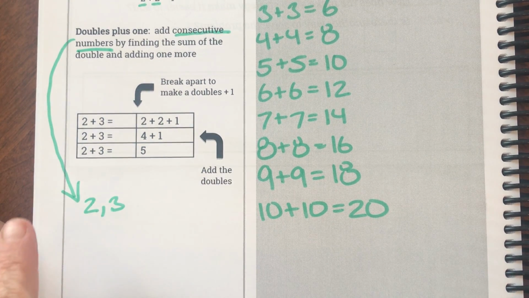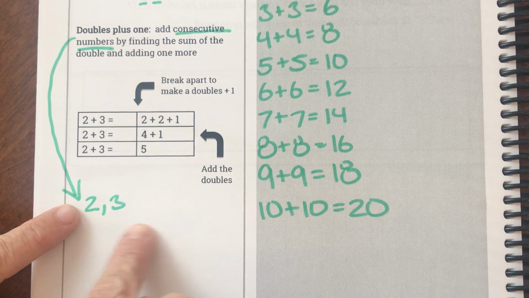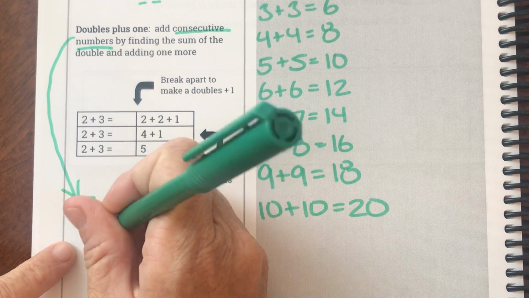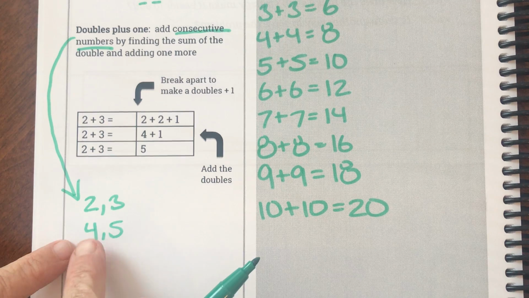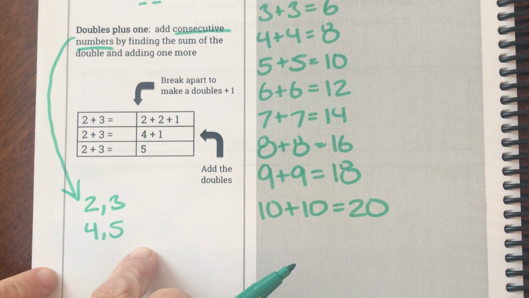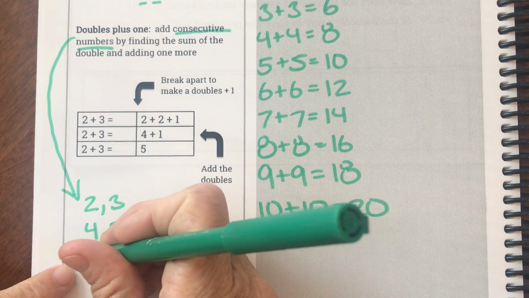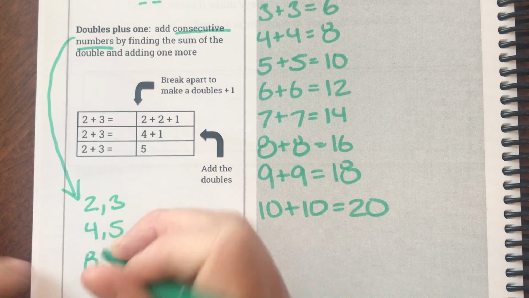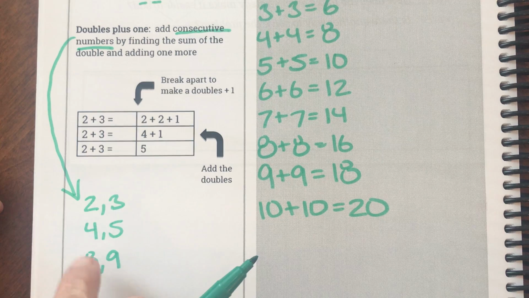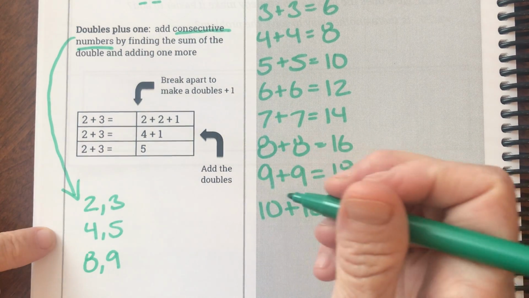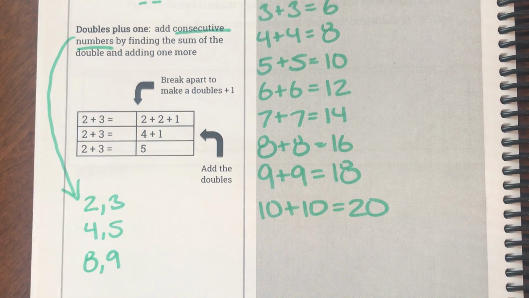Because if I count, I go 1, 2, 3. 2 and 3 are next to each other. Another consecutive number could be 4, 5, because 4 and 5, when you count, are next to each other. Another consecutive number could be 8 and 9. 1, 2, 3, 4, 5, 6, 7, 8, 9. They're next to each other. That's what they mean by consecutive numbers. Okay, so there's some examples.